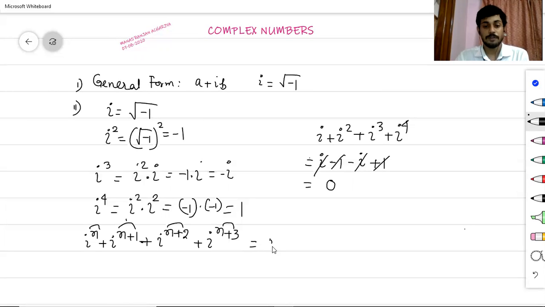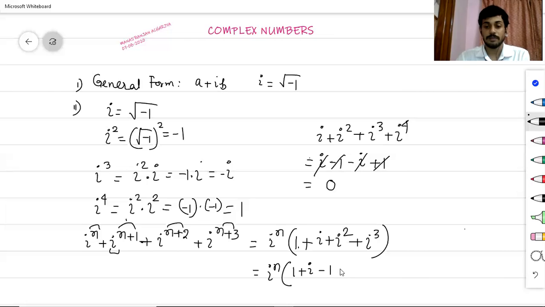Can you guess it? If you take iota to the power n common, it will become 1 plus. Here also you take out iota to the power n. So iota to the power 1 will be remaining. Hence I am writing here iota to the power 1, and that is nothing but iota. It will be remaining here iota square, and next will be iota cube. Again we can write this iota to the power n times 1 plus iota, and iota square is minus 1 and iota cube is minus iota. So that will be iota minus iota, 1 minus 1, both will be 0. Hence iota to the power n times 0, that value will be 0.